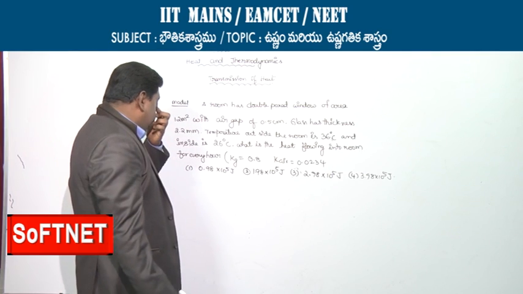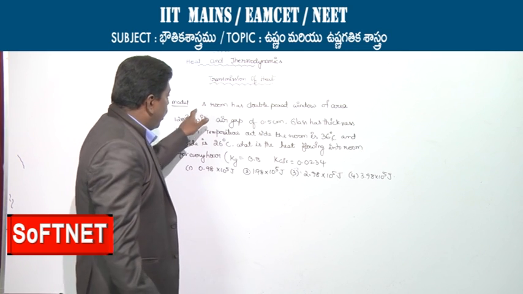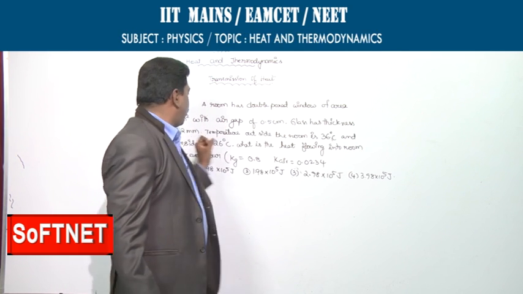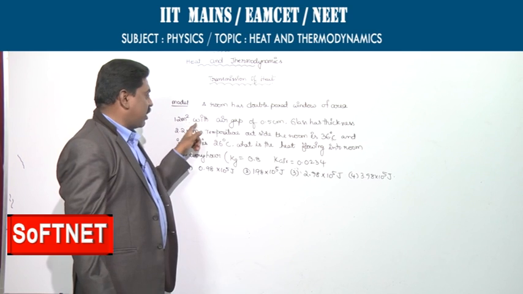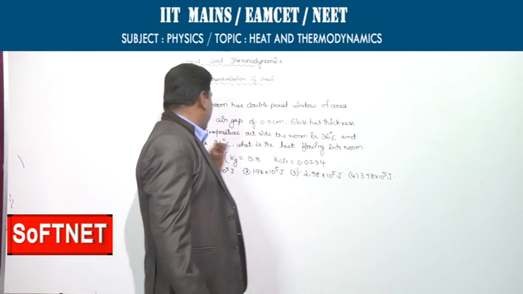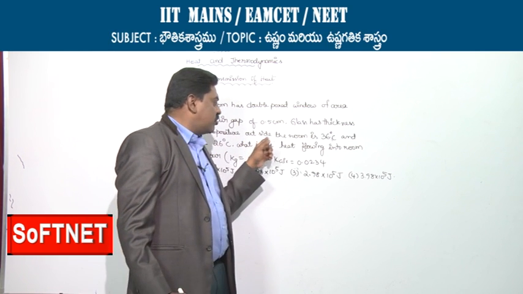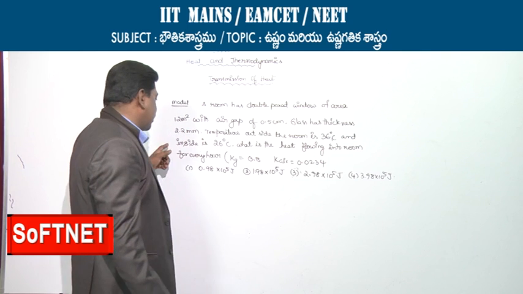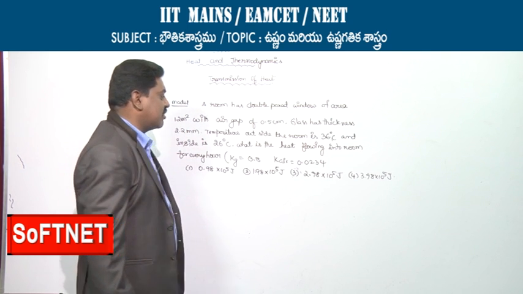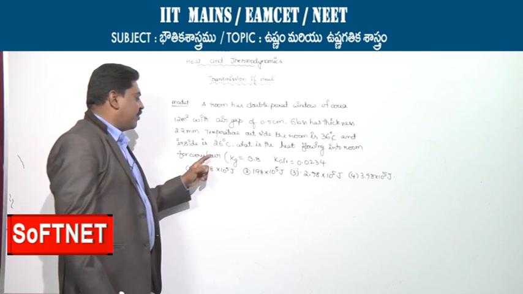Now let us try to take a model on coefficient of thermal conductivity. A room has a double paned window of area 1.2 meter square with an air gap of 0.5 centimeters. Glass has a thickness of 2.2 millimeters. The temperature outside the room is 36 degrees Celsius and inside is 26 degrees Celsius. What is the heat flowing into the room for every hour?